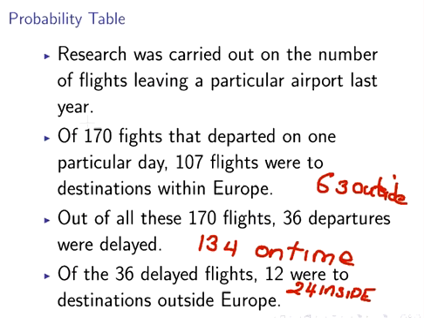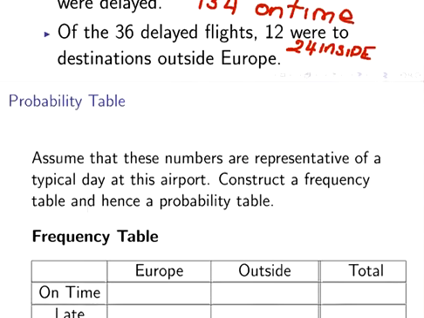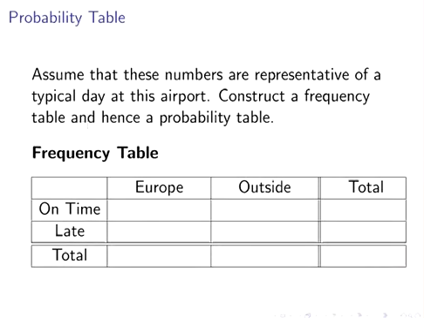Now what we're going to do is put this all in a frequency table first. So assuming these numbers are representative of a particular day at the airport, construct a frequency table. We're going to construct the frequency table here first, and then later on we will construct the probability table. So first off, what we were told is that we have 170 flights. So make mention of that there, 170.